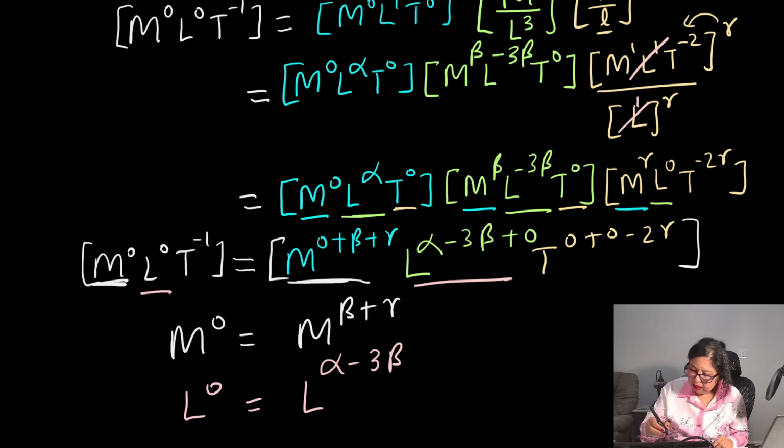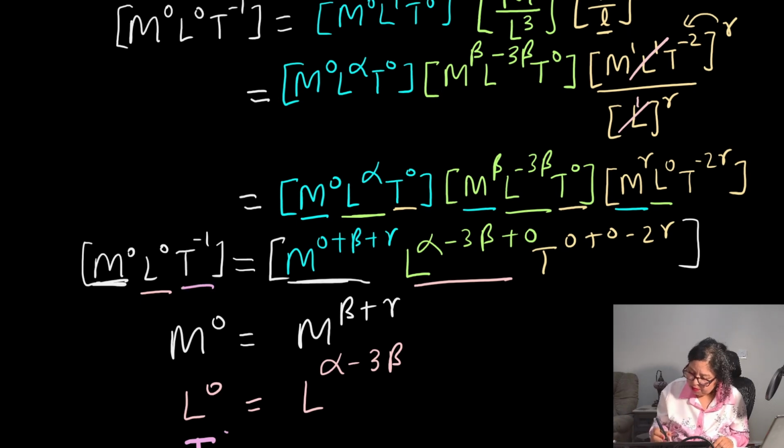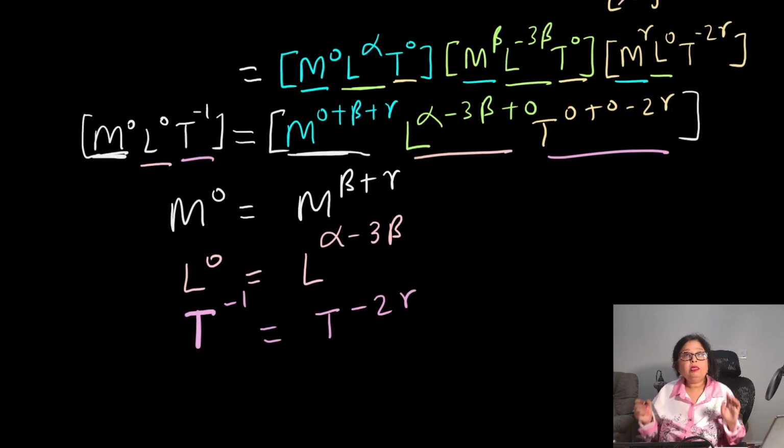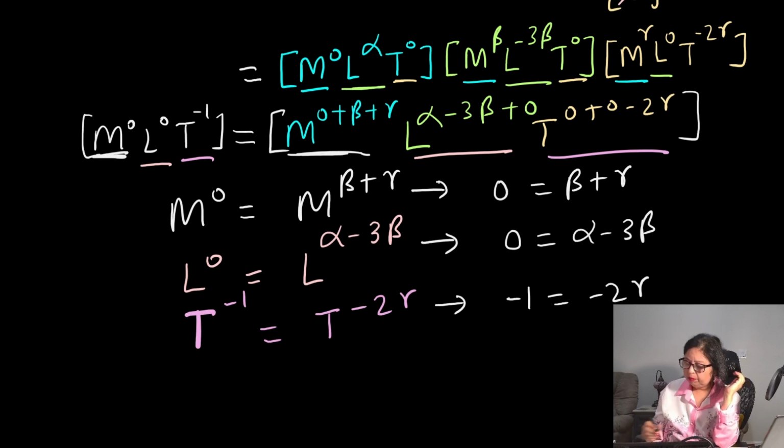And lastly, what do I have? T to the power minus 1 equals T to the power minus 2 gamma. Now, when the base is the same, you equate the exponents. So here you get 0 equals beta plus gamma. This gives you 0 equals alpha minus 3 beta. And the last one gives you minus 1 equals minus 2 gamma.